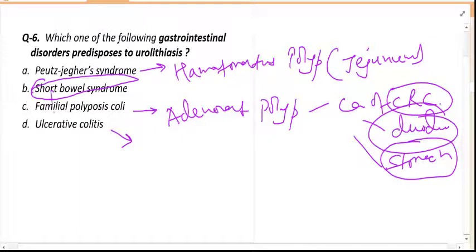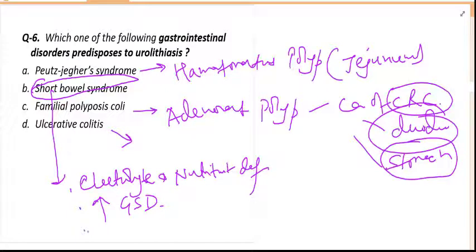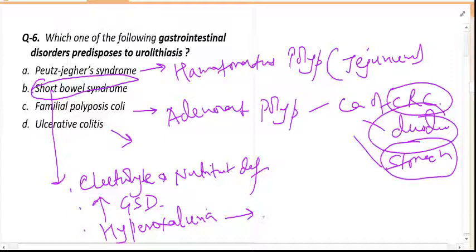In case of short bowel syndrome, the complications which can occur are, first of all, electrolyte and nutrient deficiency, and increased chances of gallstone disease because of derangement of the enterohepatic circulation. The bile salts are not absorbed from the terminal ileum because many a time the terminal ileum is lost. And there is hyperoxaluria, which will lead to nephrolithiasis or urolithiasis.